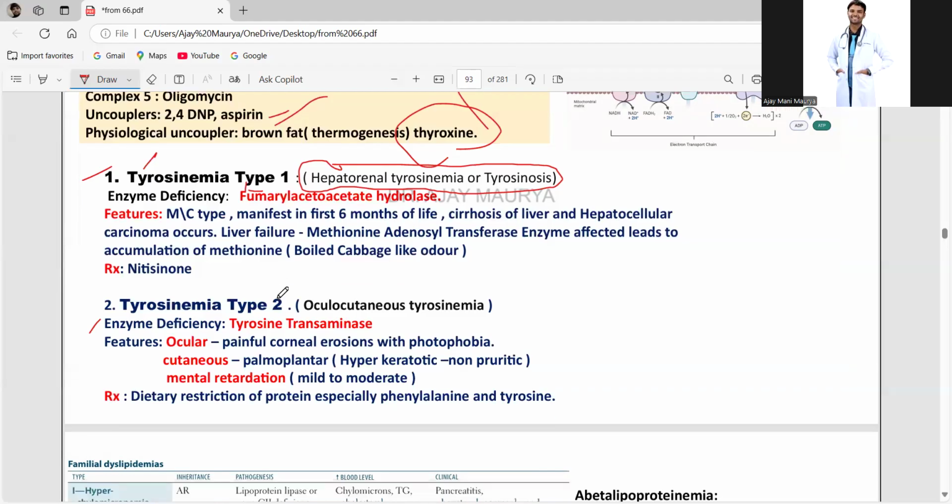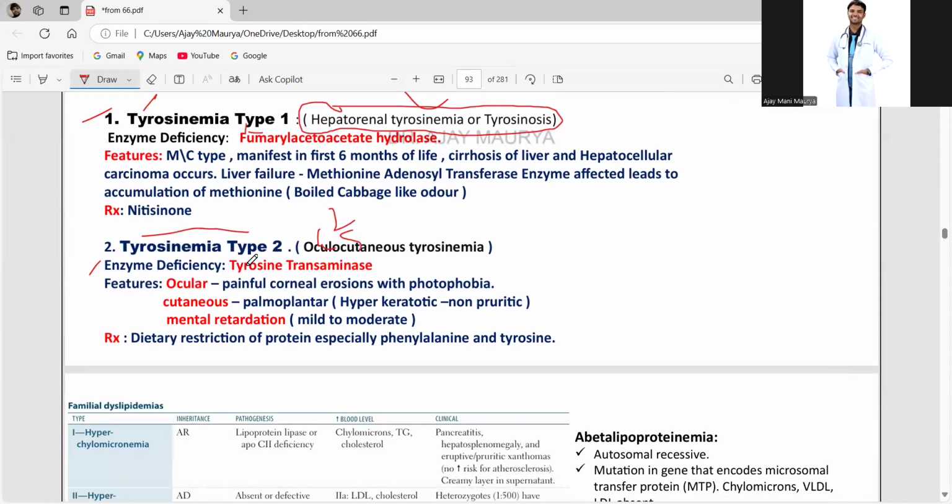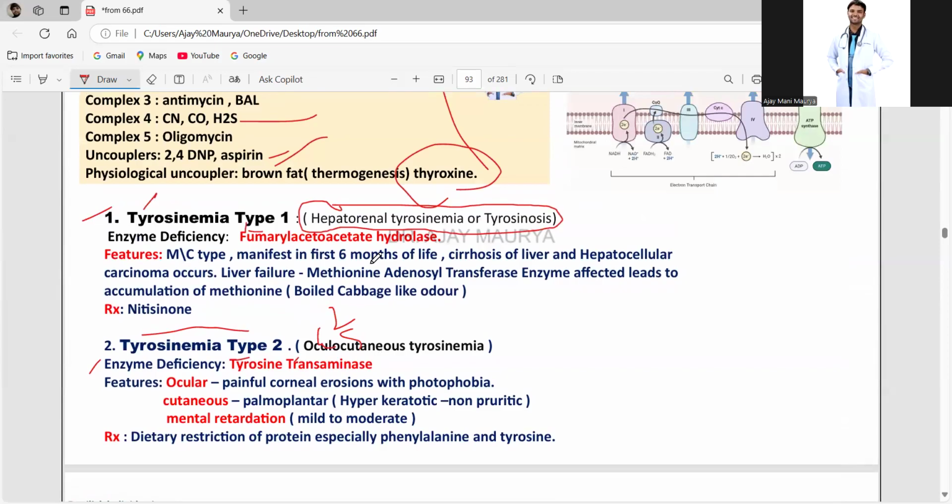Remember tyrosinemia type 2, which is also called oculocutaneous. Oculo means eye, cutaneous means skin. Oculo means two eyes. How many eyes are there? There are two eyes. That is type 2. It has two T's: tyrosine aminotransferase, two T's. That's why it is tyrosinemia type 2. Just remember these enzymes.